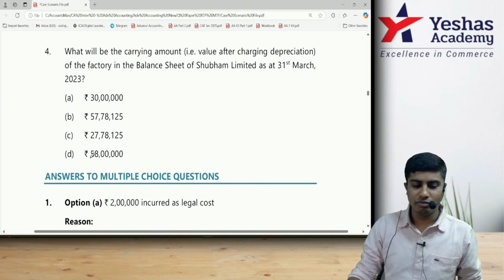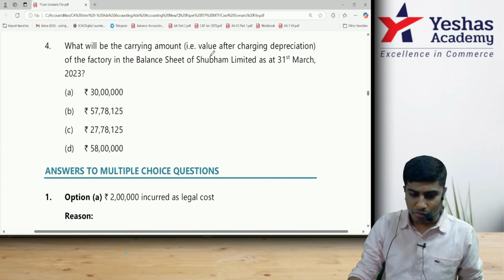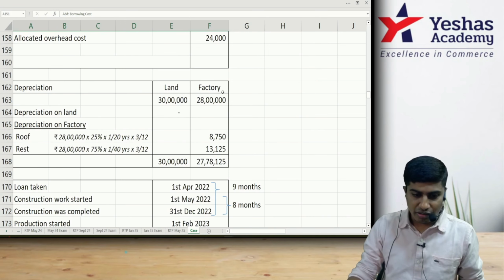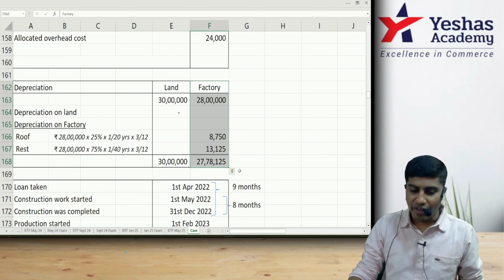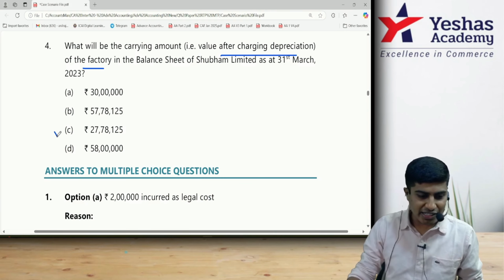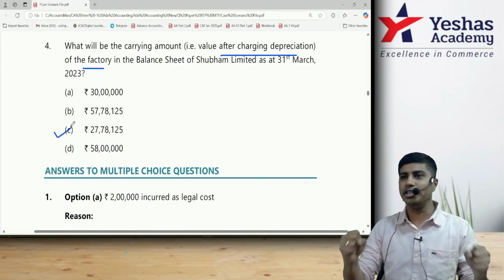Fourth question. What will be the carrying amount? That is the value after charging depreciation of the factory. Factory after charging depreciation: 27 lakh 78,125. 8 marks in your pocket.